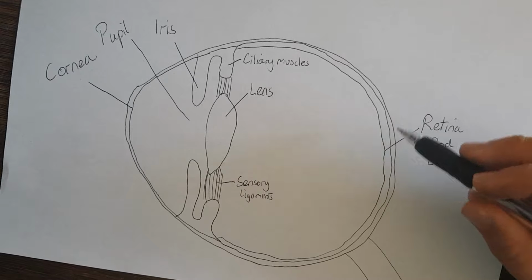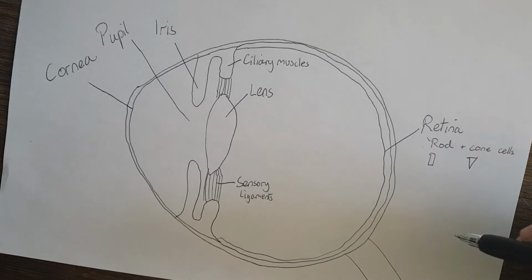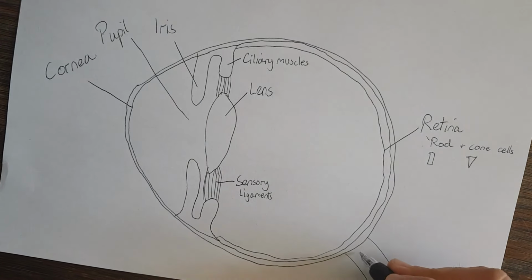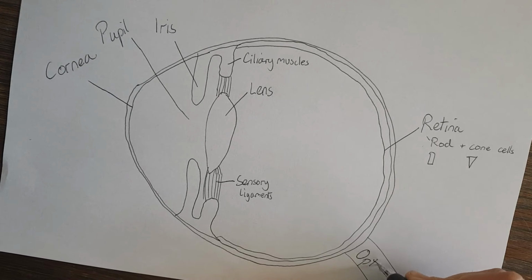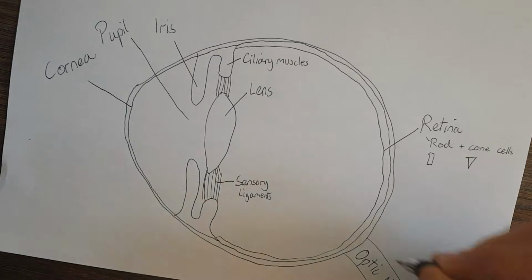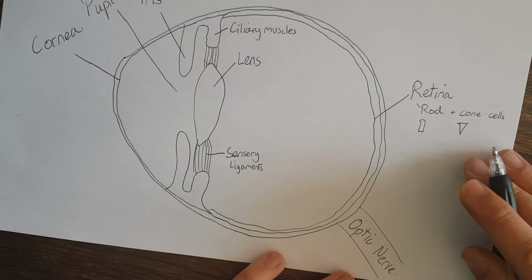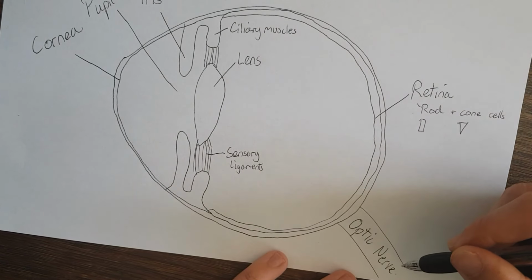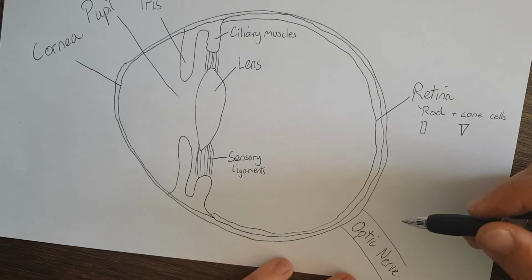So these will detect the light. They are our receptor cells. They will then send the message down what is called the optic nerve. Optic referring to light, and nerve, it is part of our nervous system. It is a sensory nerve, and it will send it down towards the brain where it can be processed.